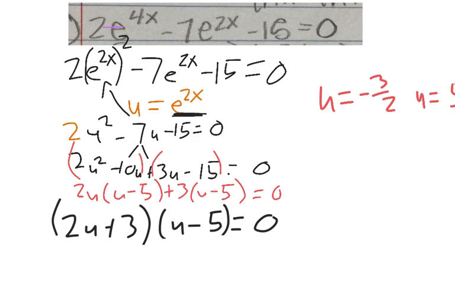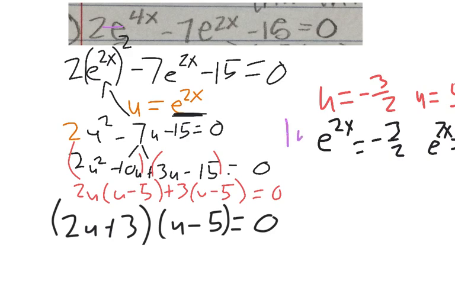Do I care what u is, though? Did the problem ask me u? No, the problem asked me with an x. So if I use a u substitution, I have to substitute back. And so this becomes e to the 2x equals negative 3/2. And e to the 2x equals 5. I just undid my u substitution. I went the other direction. Yeah? And I solve for x. So can I solve for x in these?